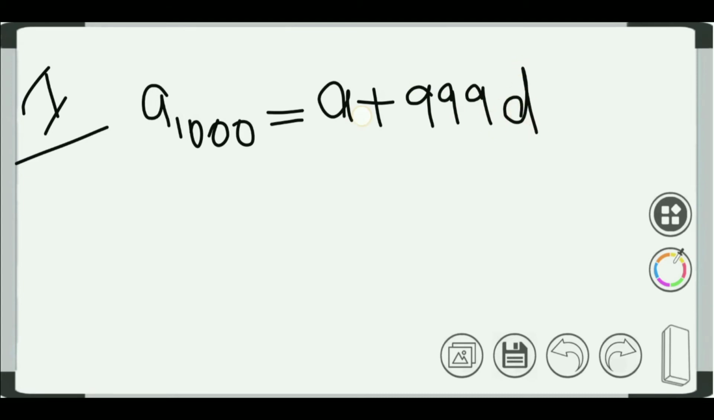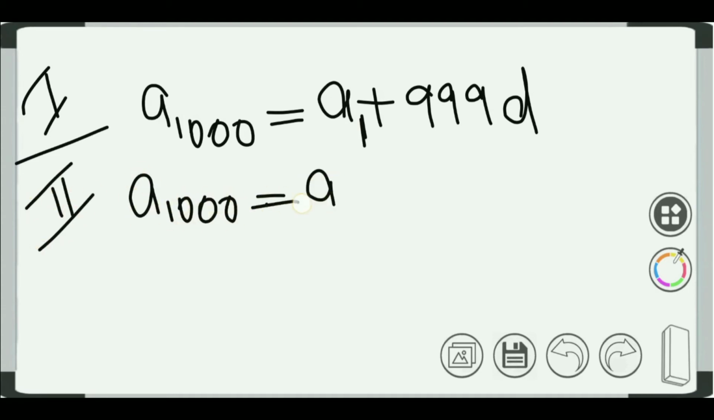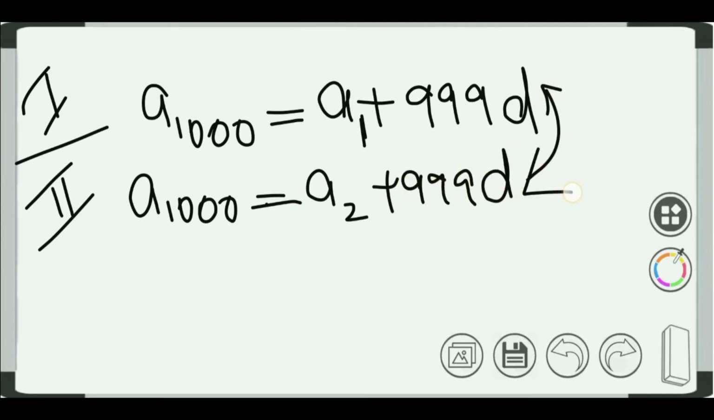999D. A1, this is the first AP, so A1 plus 999D. Same way for the second AP, A1000 is A2 plus 999D. D is the same, so I am just writing D, not D1 and D2. Okay. We need to find the difference between these two.